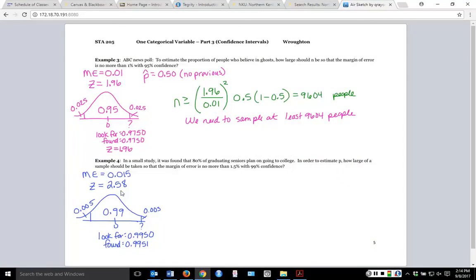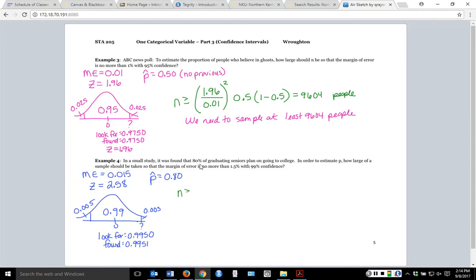So we have that number now. The last thing I need to know is p hat. So the question is, do we have a previous similar study that I can use? Yes, this time I found that 80% in a smaller study plan on going to college. So I'm going to use that. And now that I have everything, I can plug those in to my formula.